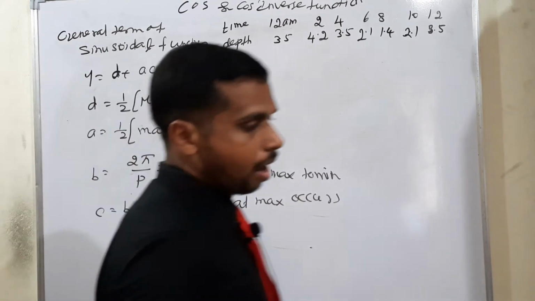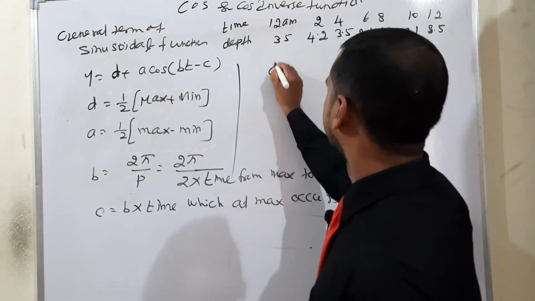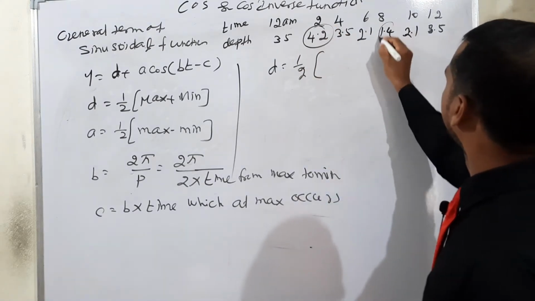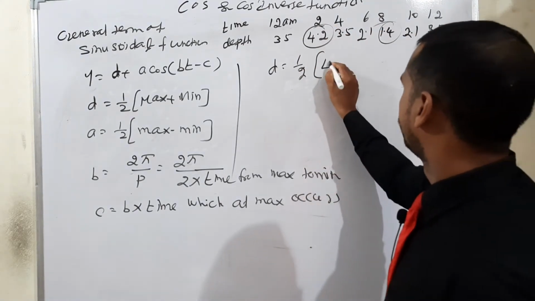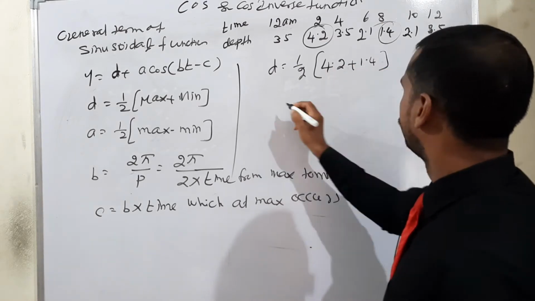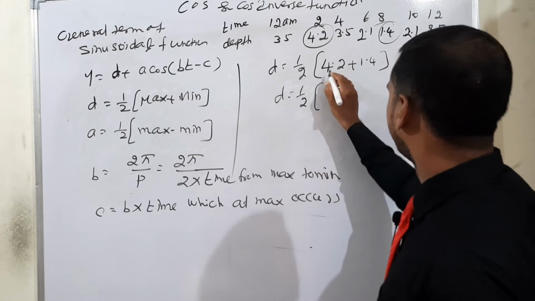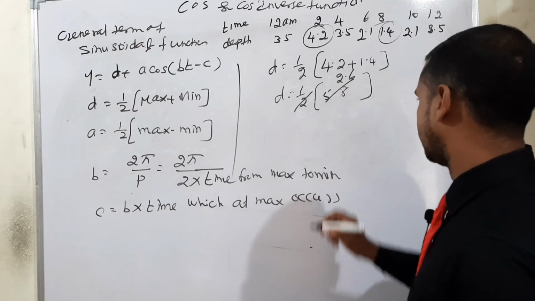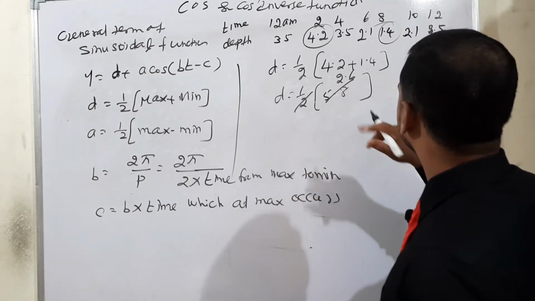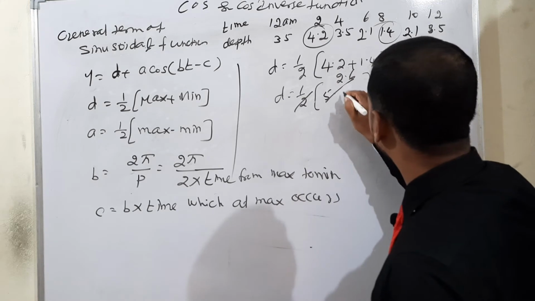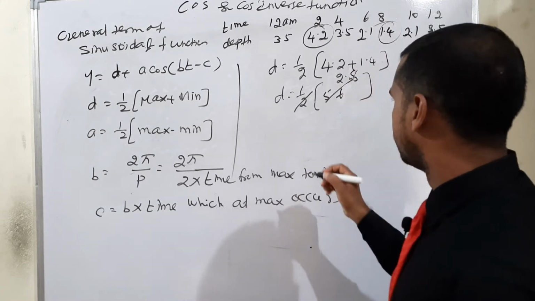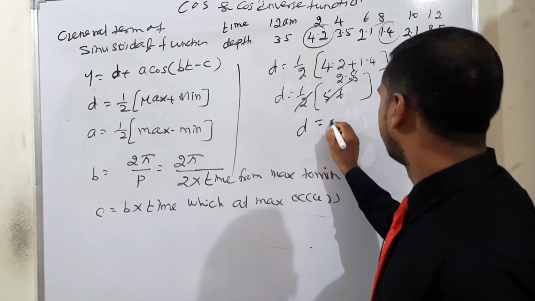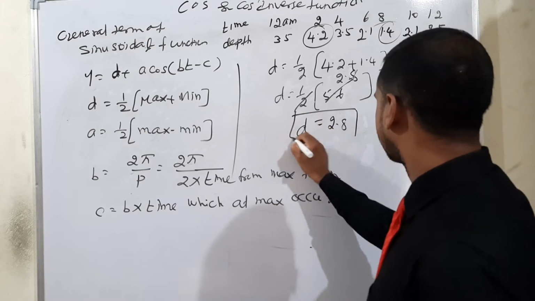D means half of maximum plus minimum. So D is equal to half of maximum, 4.2, minimum we have 1.4. So therefore 4.2 plus 1.4 means D is equal to half of 5.8. Sorry, 5.6 will come. Half of 5.6 means 2.8, because 28 plus 28 is equal to 56. Therefore the D value is 2.8. This is called D.